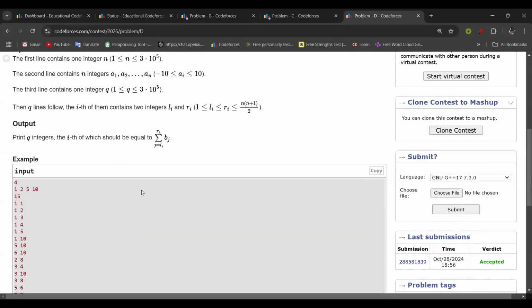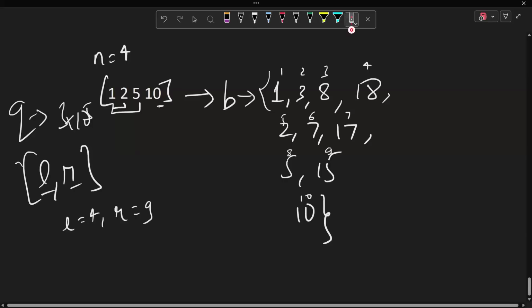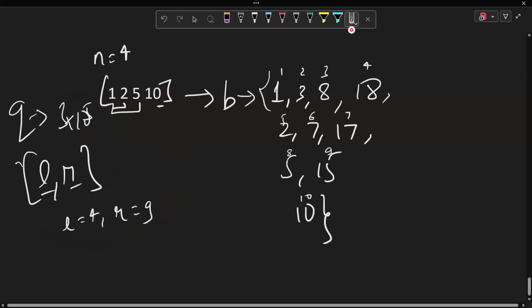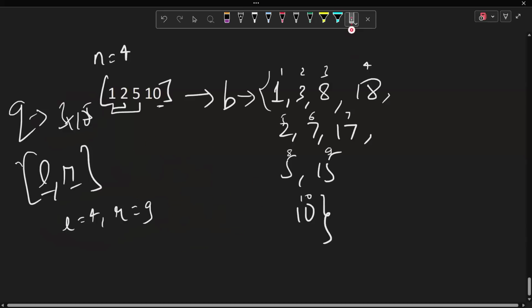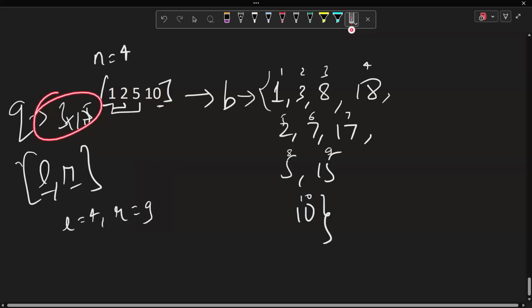Okay, no problem. For problem D, what I'm telling is for the range from L to R, you need to compute this sum from L to R in order of 1 because Q is 3 into 10 to the power 5. Order of 1 or order of log n you can go at max. You cannot do an order of n or order of n square for each query. So you would have to do some pre-computations. Q into log n would also work if you can compute each query in log n, because Q is 10 to the power 5 and log n would be very small.